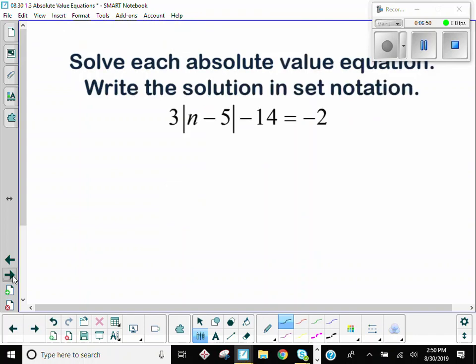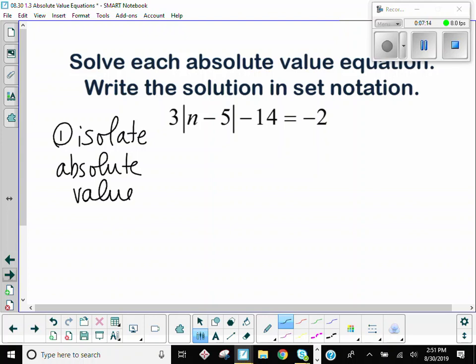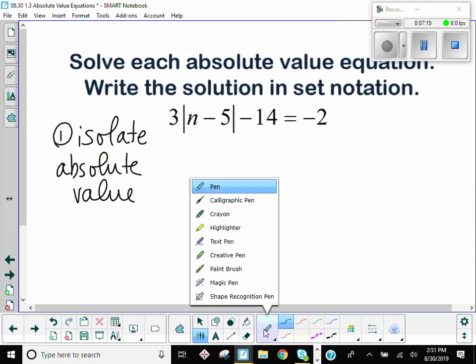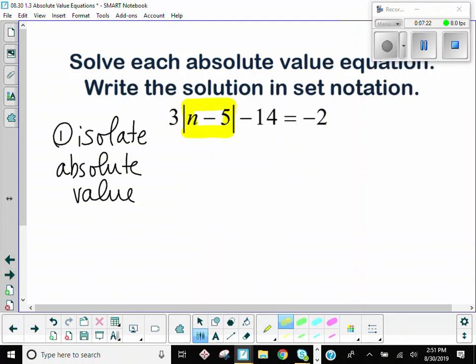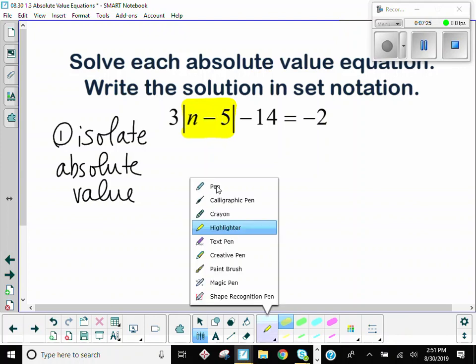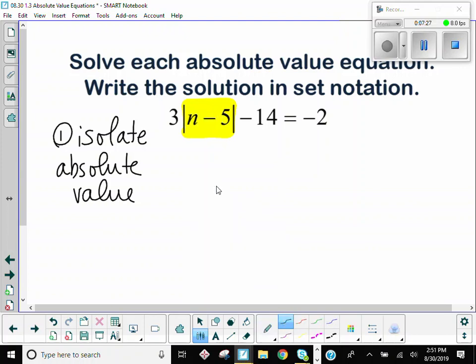All right, so here's what this looks like in action. We have this equation. Before we can do the two separate equations, we have to isolate the absolute value. So that's the very first step. Isolate absolute value. And this is on your notes as well, but this is just a shorthand way to remember. So here is the absolute value, right here. That yellow stuff. We need to get it all by itself.